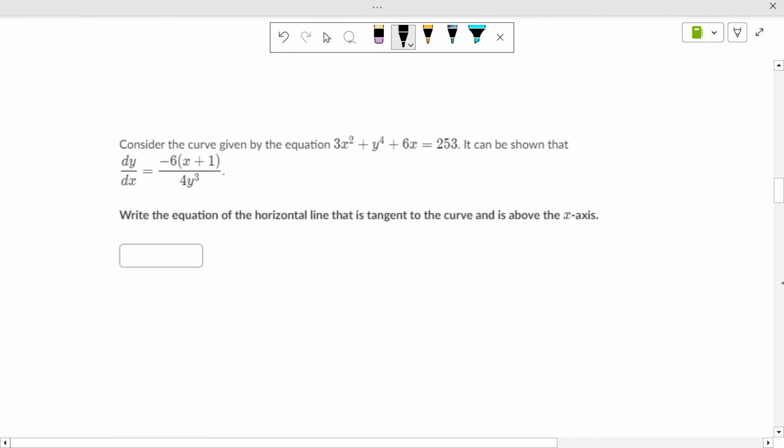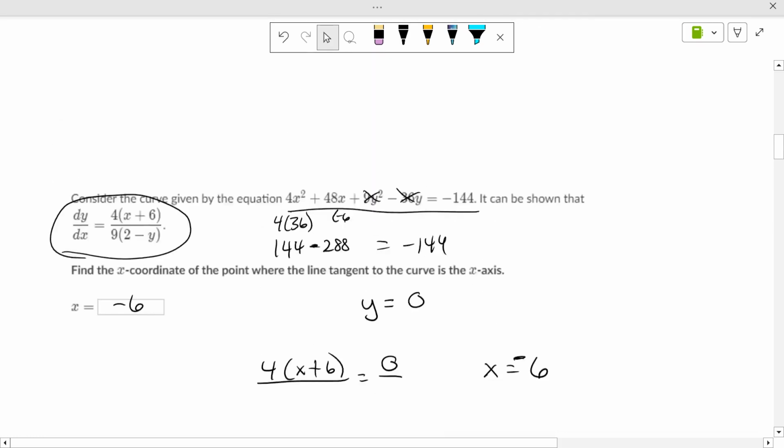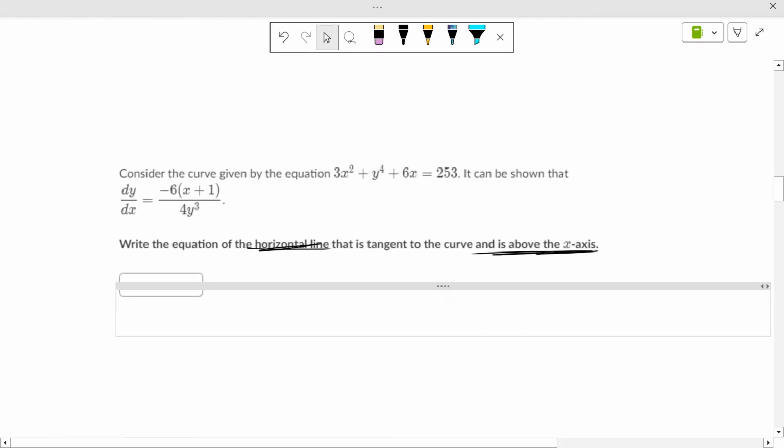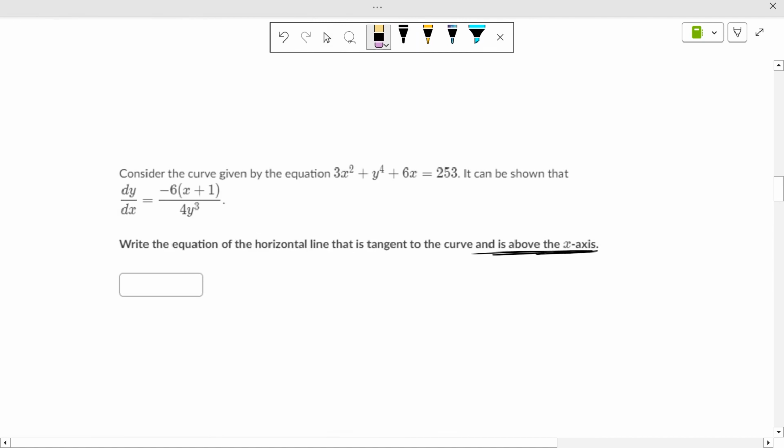write the equation of the horizontal line that's tangent to the curve, and it's above the x-axis. So it's a horizontal line above the x-axis, and now we need the equation of that line. Okay? So we're not just looking for an x value or a y value, we're looking for an equation of a horizontal line. The horizontal line equation, if it's a horizontal line, what's my equation going to be? Y equals a number. So I'm looking for y equals a number. What number am I looking for?